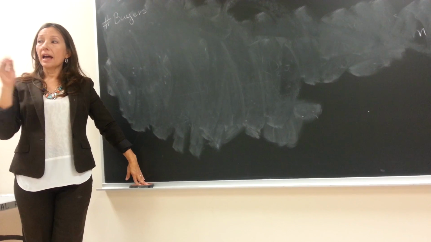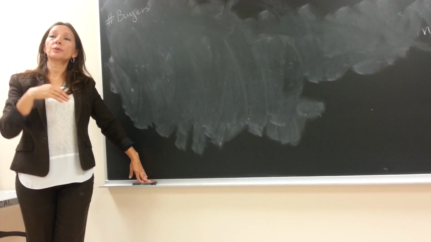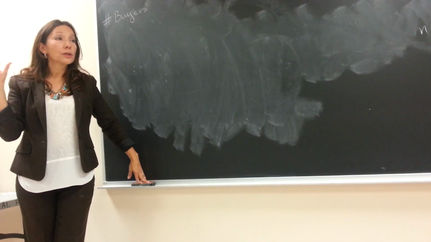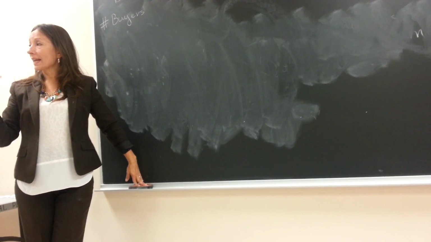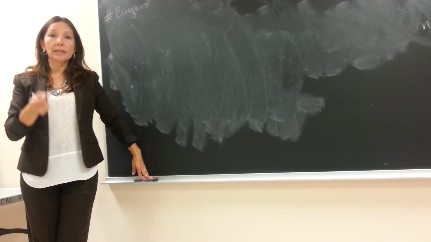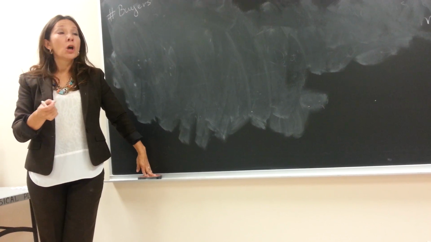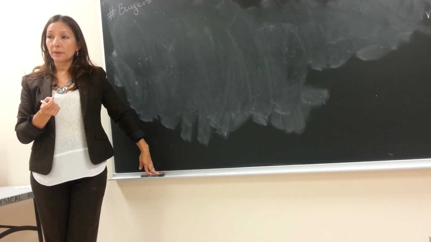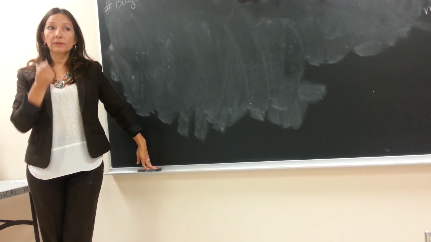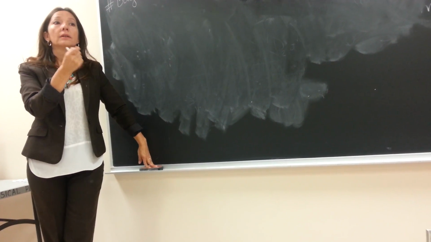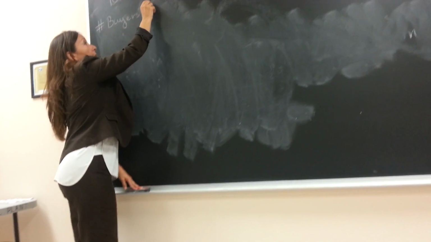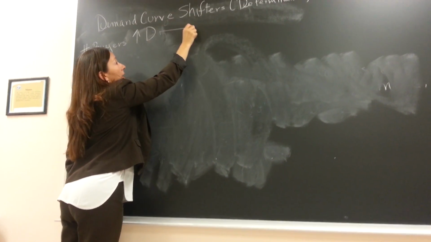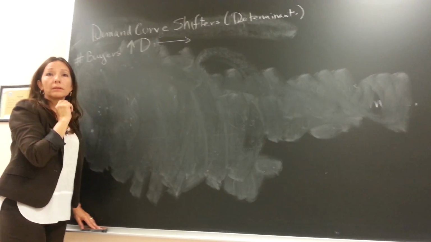Okay. If I asked everybody, what is your personal demand for ice cream, your individual demand for ice cream, and I took all your individual demands and I added those up, that would be the market demand. Okay. So as you add more buyers, what do you think is going to happen to the demand curve? Will it shift to the right or to the left? It'll shift to the right. So more buyers means that the demand curve is going to shift to the right.